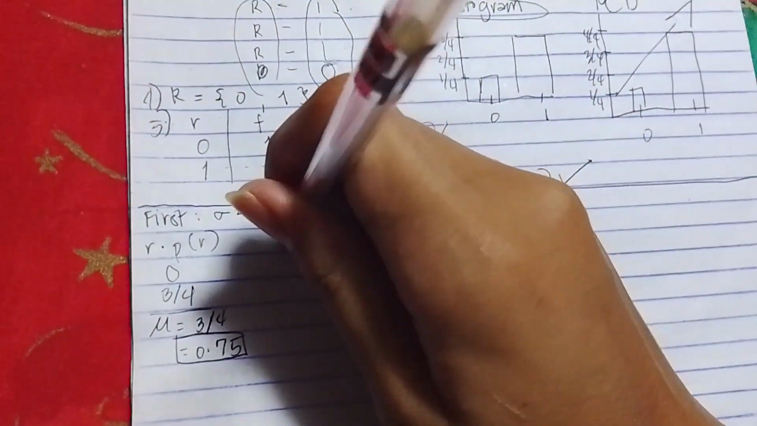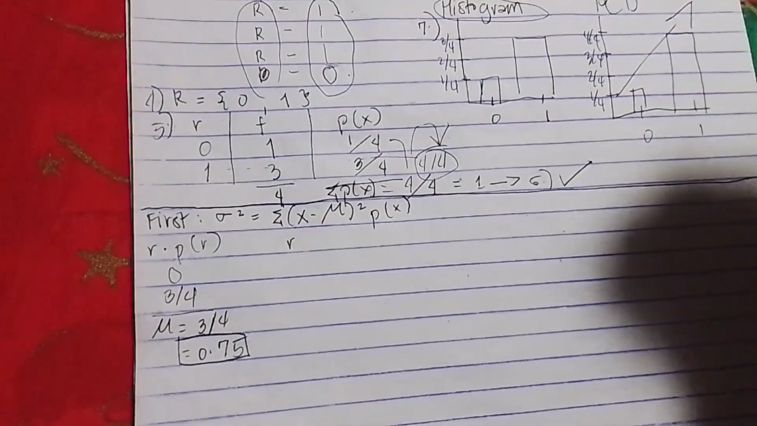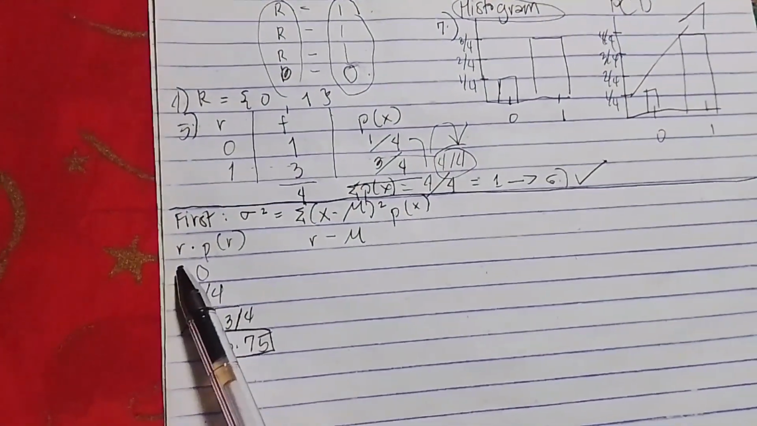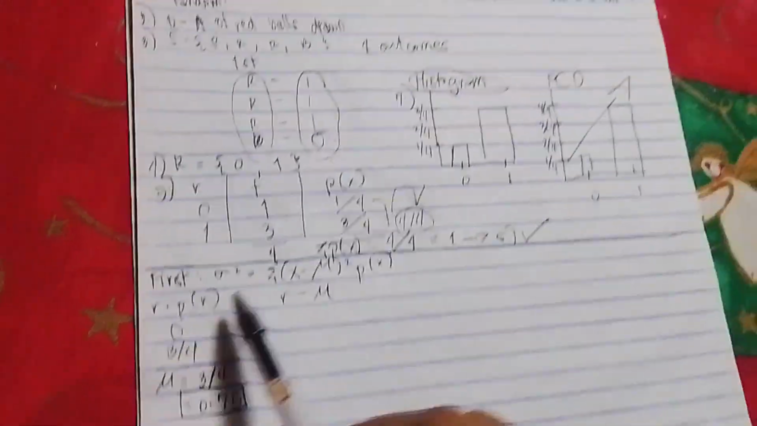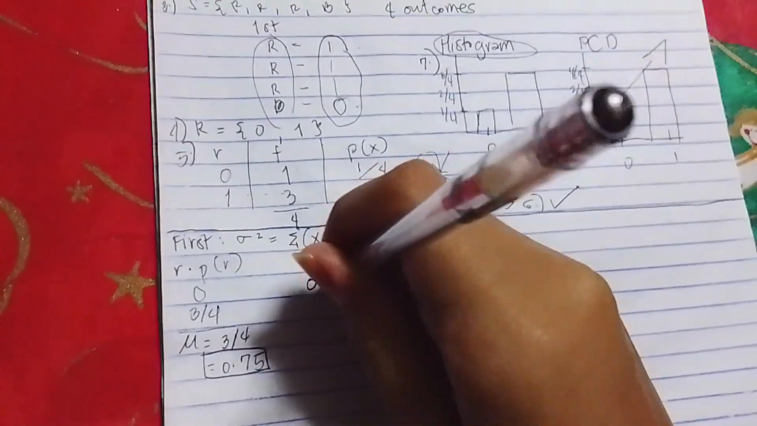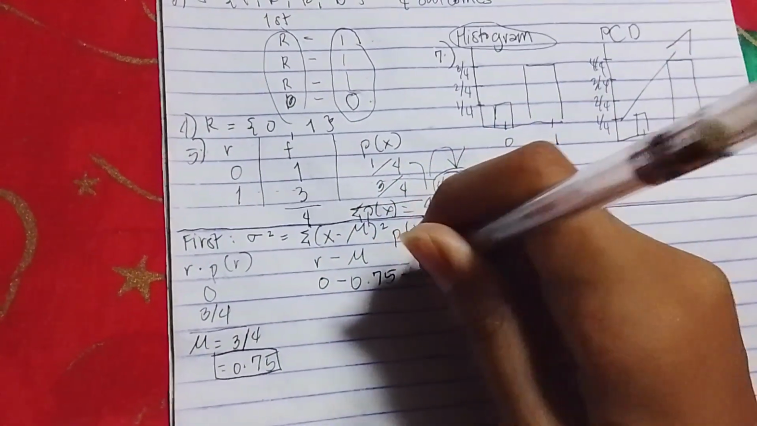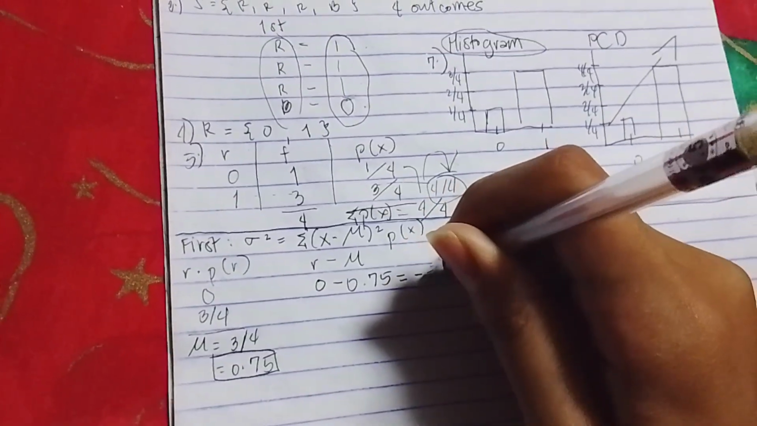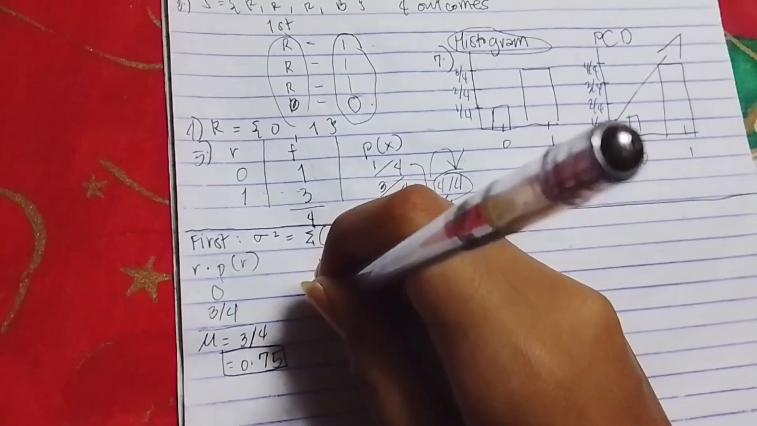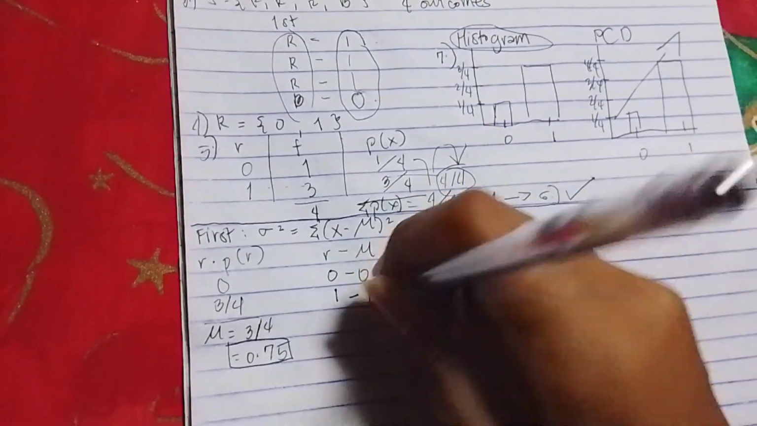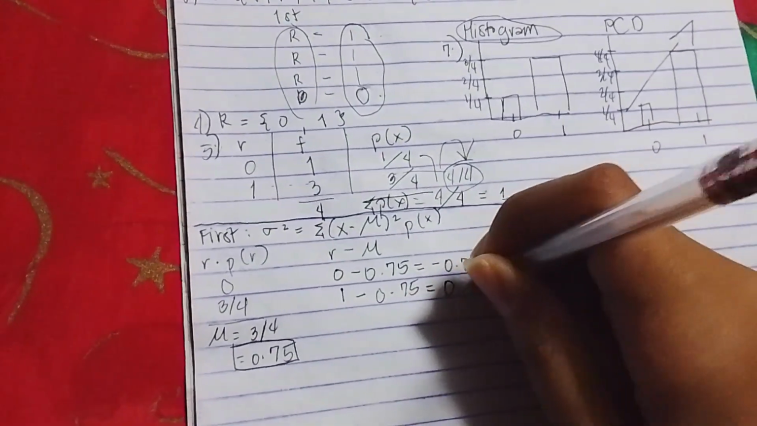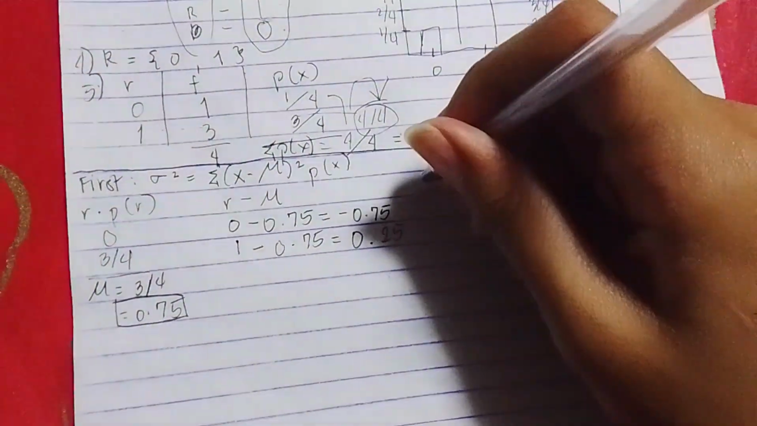The second step is to subtract mu from the random variable. So here's the random variable 0. 0 minus 0.75 is equal to negative 0.75, and 1 minus 0.75 is equal to 0.25.